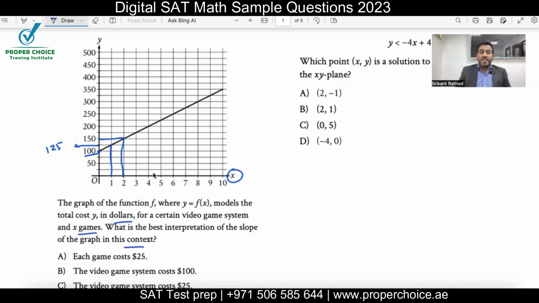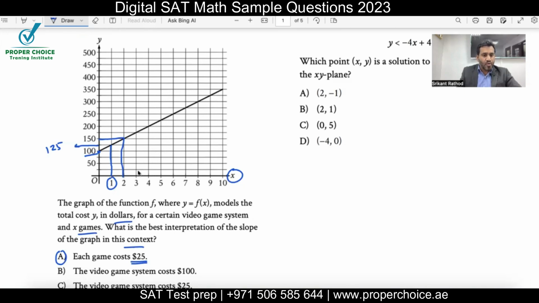Now the question is about the slope. So for each game, how much is the value increasing? If you purchase one game, you are supposed to pay 100 as a fixed charge plus $25 extra. If you purchase two games, you are paying 150. That is 100 as a fixed charge plus 50 as the cost for two games. So from this, I can conclude that each game costs $25. Option A is the right one, which is talking about each game costing $25.